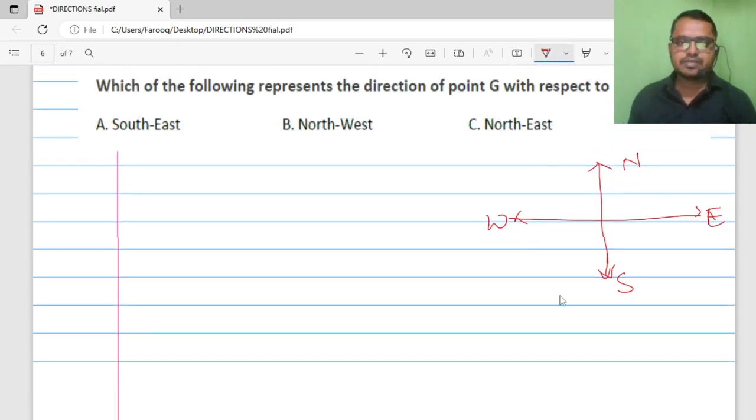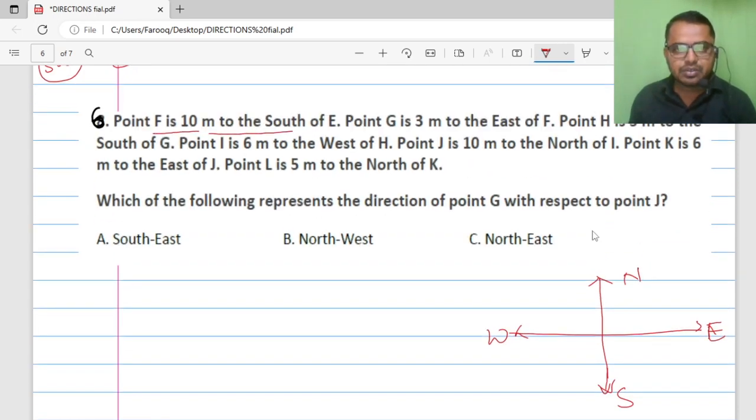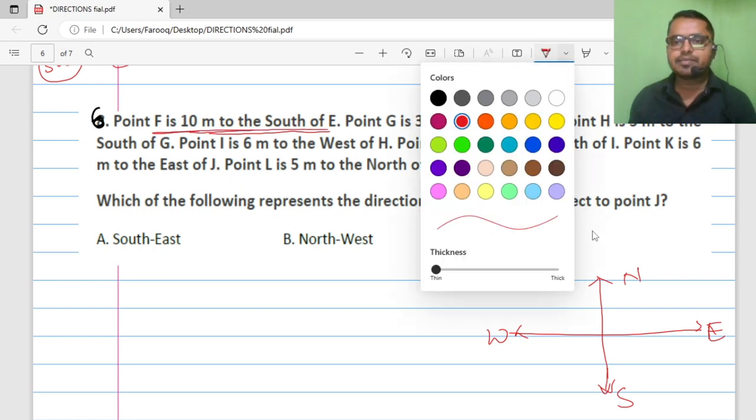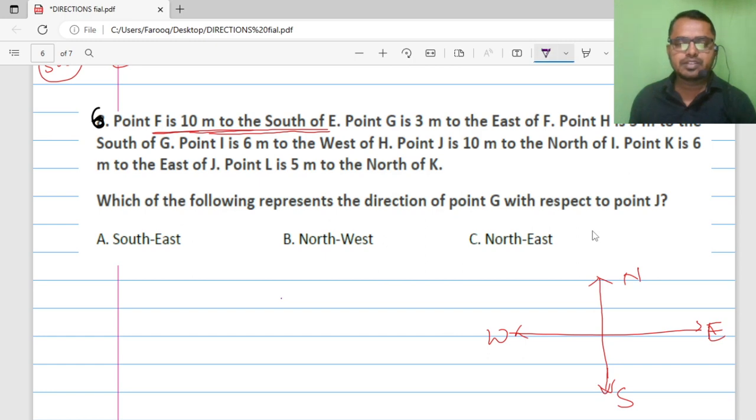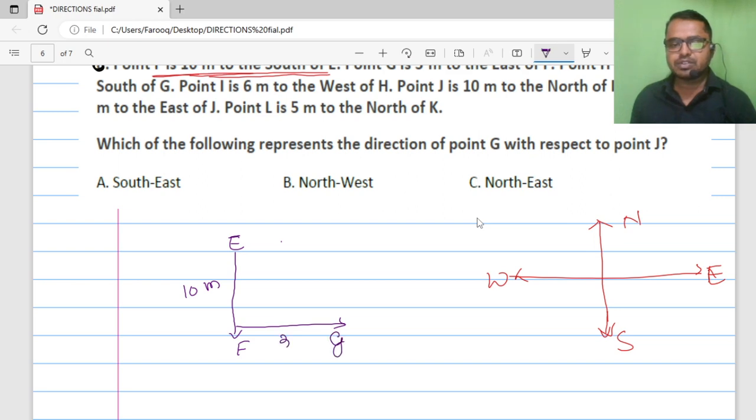Yes, read the question carefully. F is 10 meter to the south of E. To the south of E, draw this diagram. See here, E must be in the north, and this is F in the south. This is F. That is 10 meter. G is 3 meter to the east of F. East means in this direction. That is G, 3 meter.